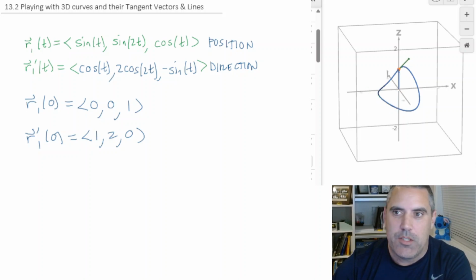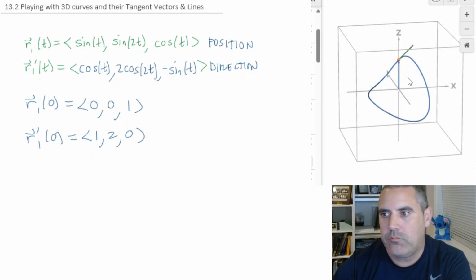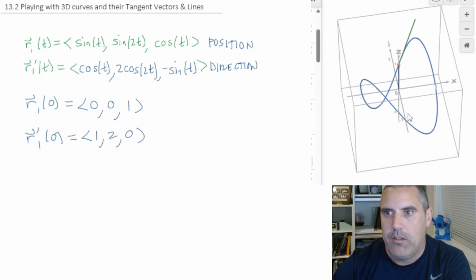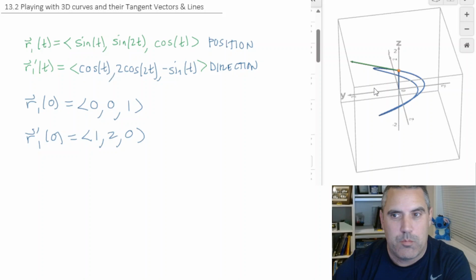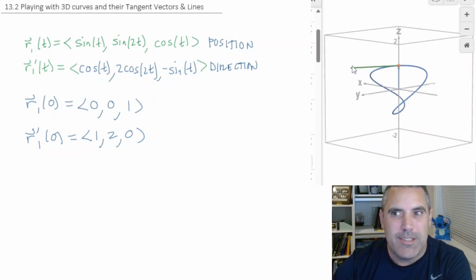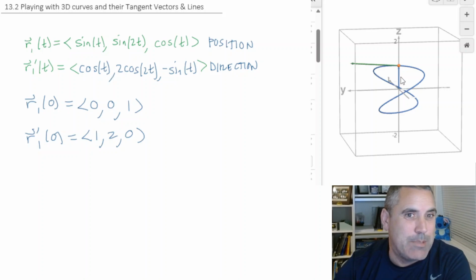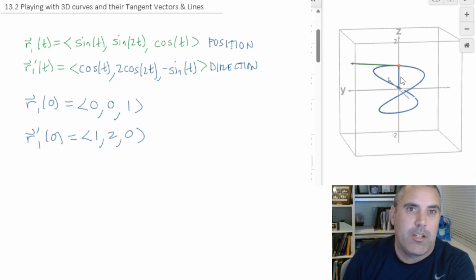Okay, so let's go to time 0. Here's time 0. At time 0, the position vector is pointing right to that point. The tangent vector is pointing the direction we're going. The length of the tangent vector turns out to be the speed. So later on we'll talk about this in future sections. This we call the velocity.